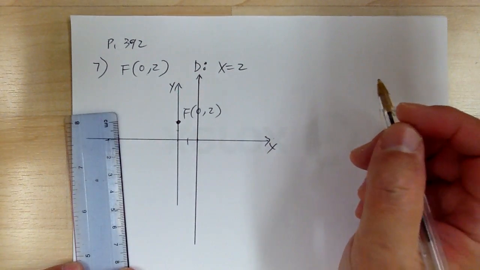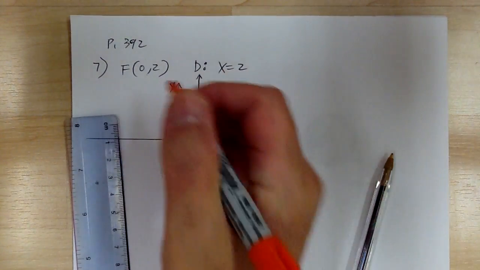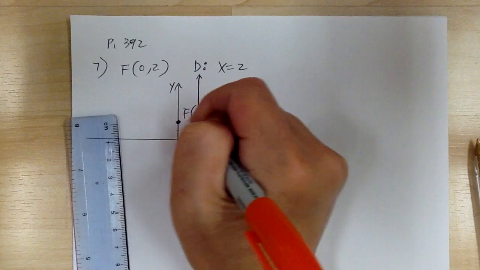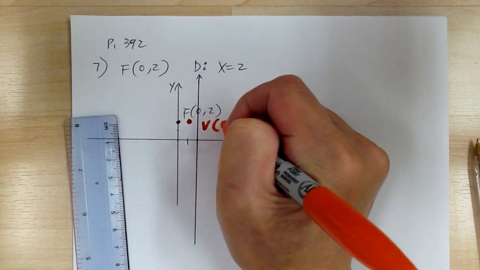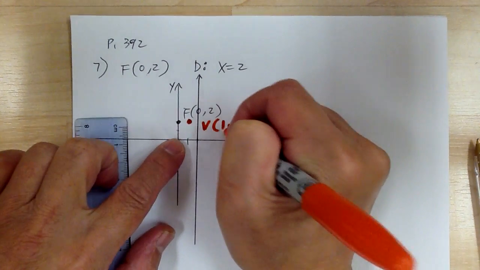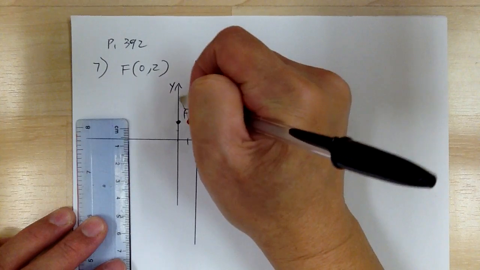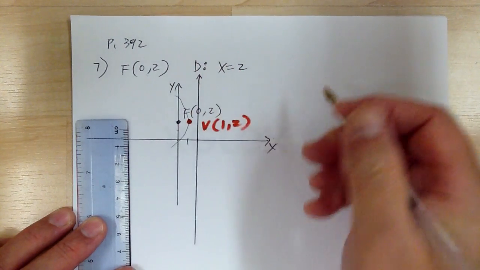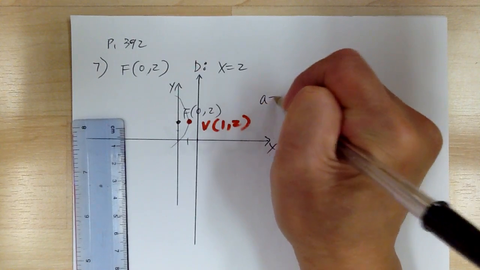So first you need to find out your v. By looking at the picture, the vertex is always between f and the d. So v is going to be right over here. So your v is going to be at 1, 2. That means your graph is going to go this way. And in this case, your a is equal to 1.